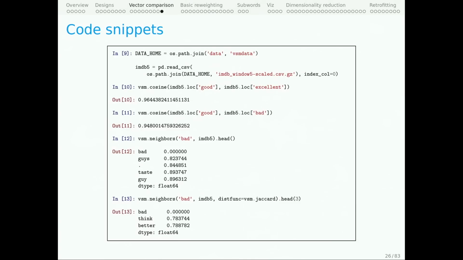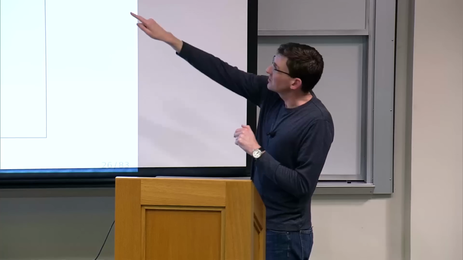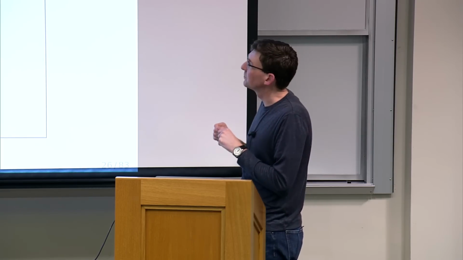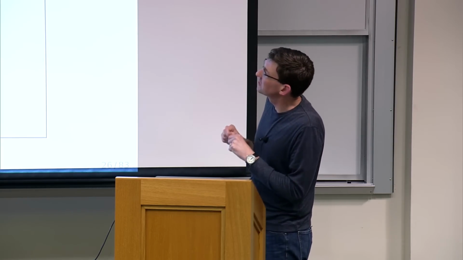Oh, and here, this is kind of more substantive. This is another set of code snippets. At the top there, I just reloaded for good measure that IMDb5 matrix. And then I took the cosine distance of good and excellent, and it's 0.96 or so. And then I did the cosine distance of good and bad, and it's 0.94. That's actually not what I wanted, right?